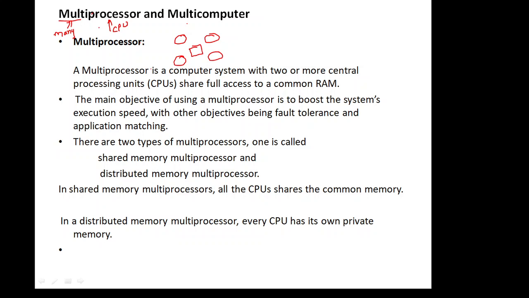There are two different types of multiprocessors. The first one is the shared memory multiprocessor and the second one is the distributed memory multiprocessor. In shared memory multiprocessors, all the CPUs share a common memory. In the distributed memory type, the memory is distributed to each one. They are not depending on one memory. And the distributed memory has a big advantage.